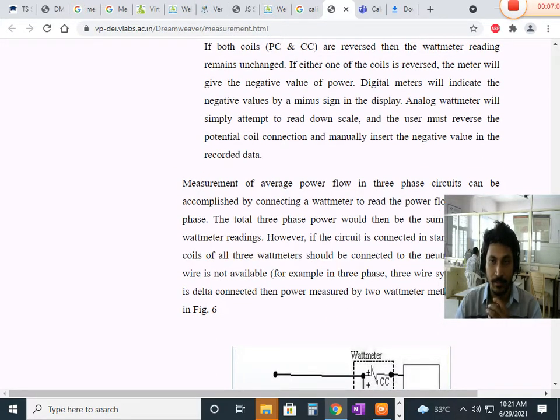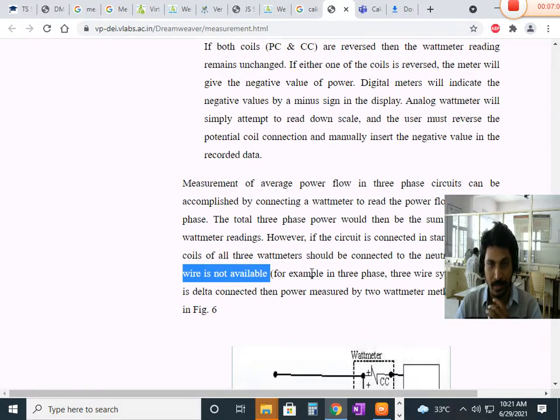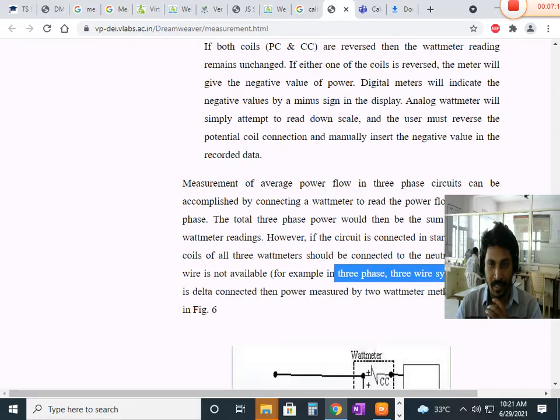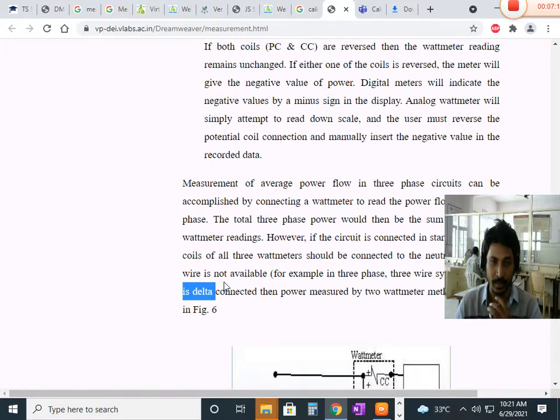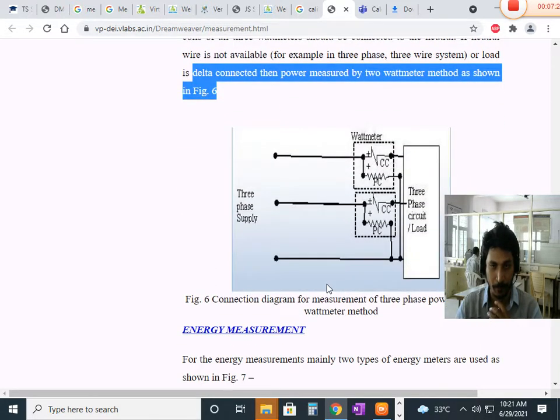For example, if the neutral wire is not available, what is the case? For example, a three phase three wire system. Sometimes the load is simply delta. In delta connection, there is no neutral. If the load is delta connected, then the power is measured by the 2 wattmeter method as shown in figure 6.